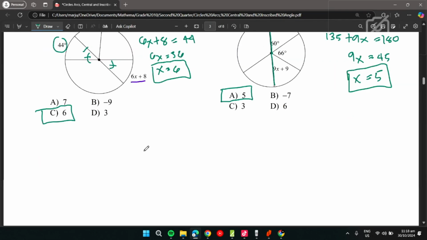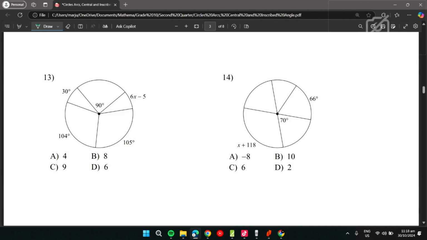Next, we're gonna do number 13 and 14. The same thing, we need to solve for x. Sige daw, let's do 13. Let's do 13. Alright. Dre is 6. According to Dre, that is 6. What about the others? Yep.